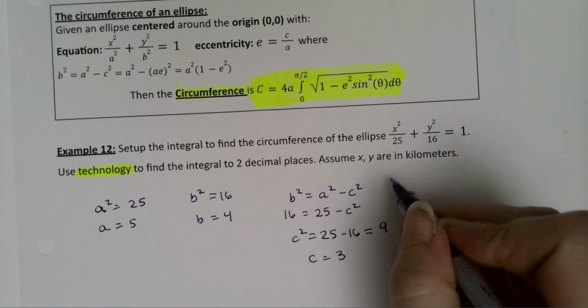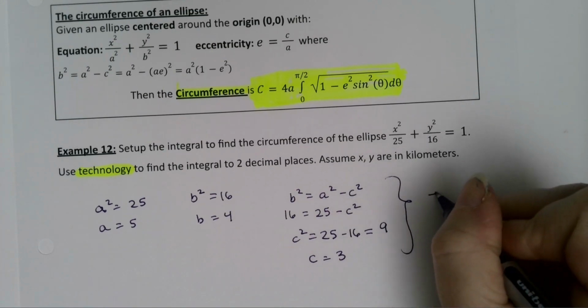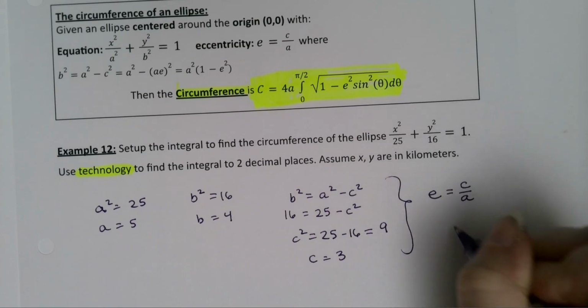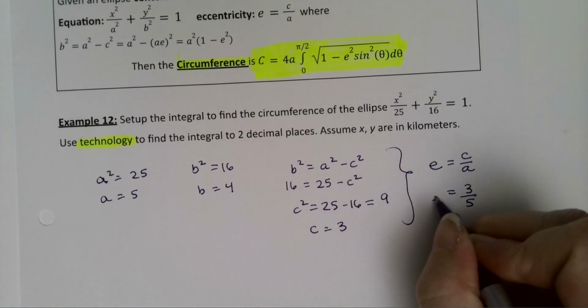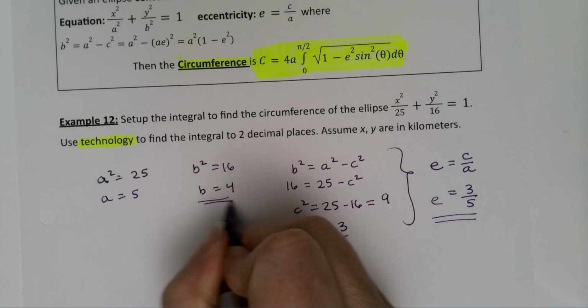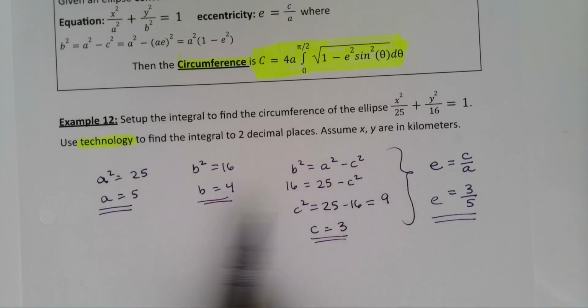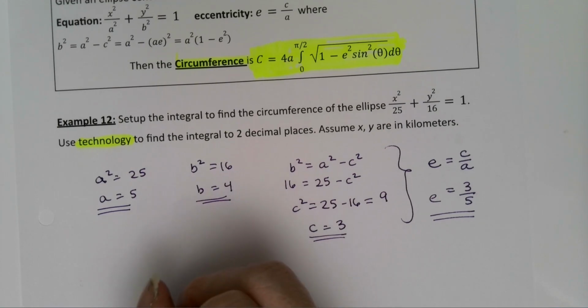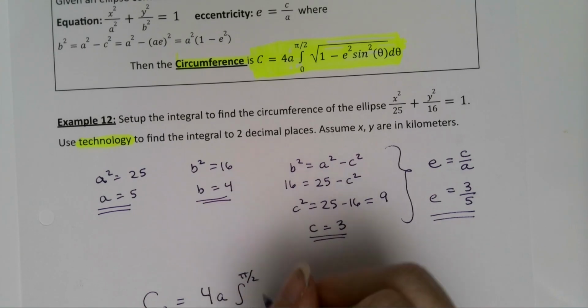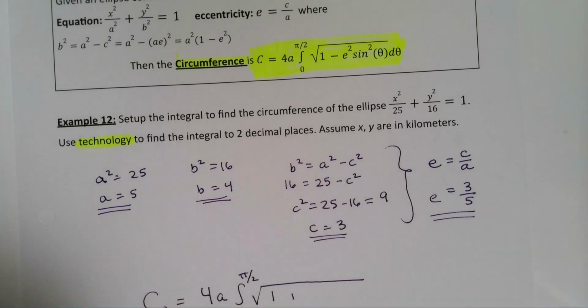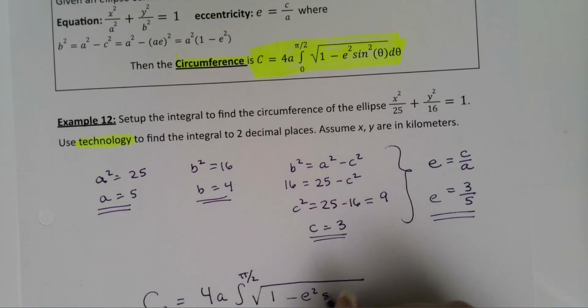Now putting all three of those pieces together, I know that my eccentricity is c divided by a, which I can now see as 3 divided by 5. Okay, so we found all of those components. So now let's look at our circumference formula. So circumference is equal to 4a integral from 0 to pi over 2, the square root of 1 minus e squared sine squared theta d theta.